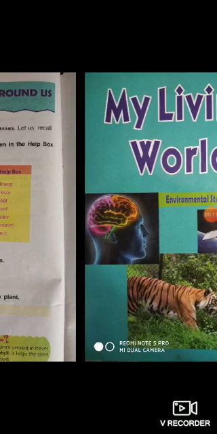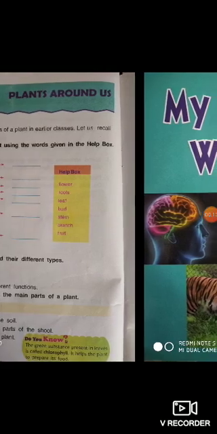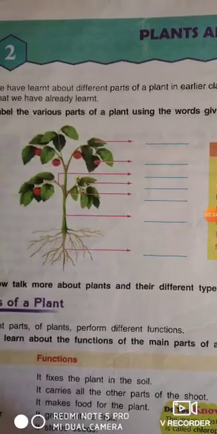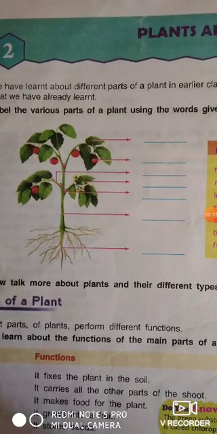Today I am going to start the revision of chapter 2, that is Plants Around Us. In the previous class, I explained to you the parts of the plant.